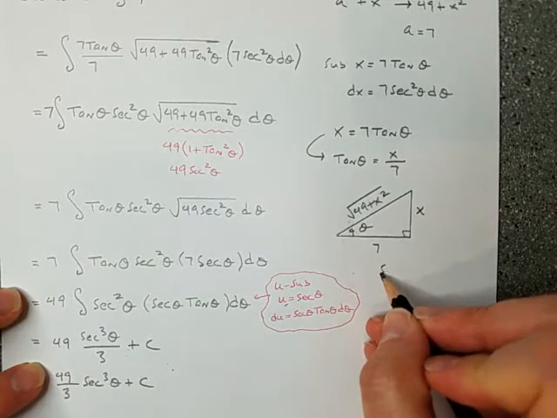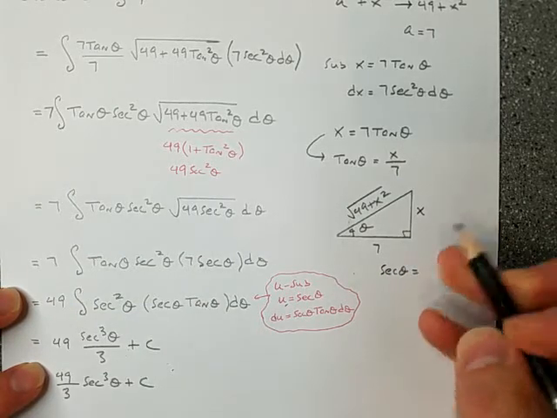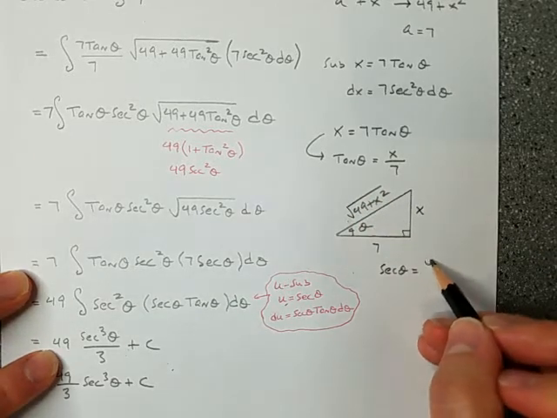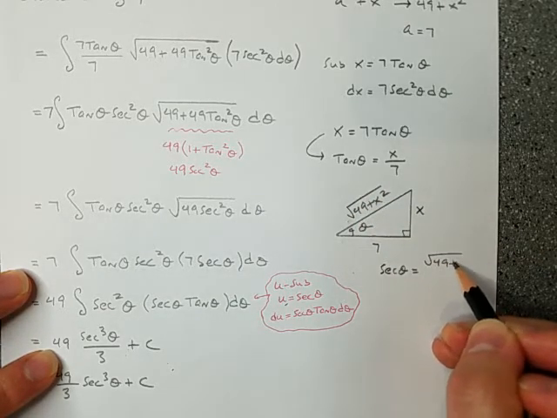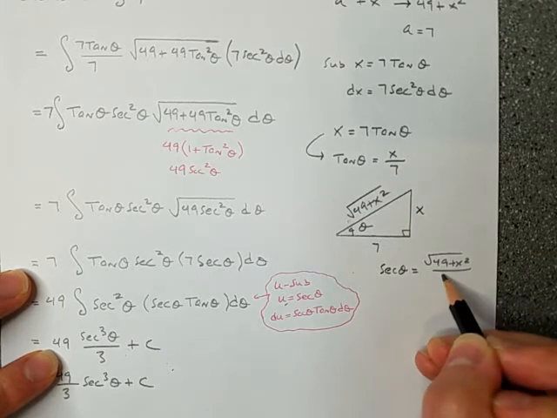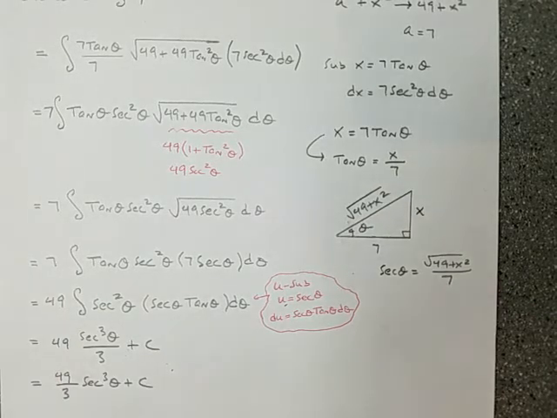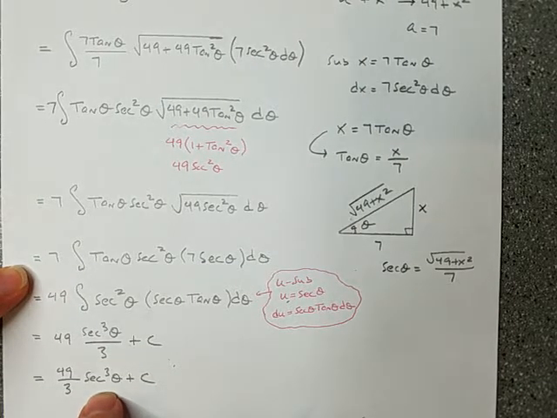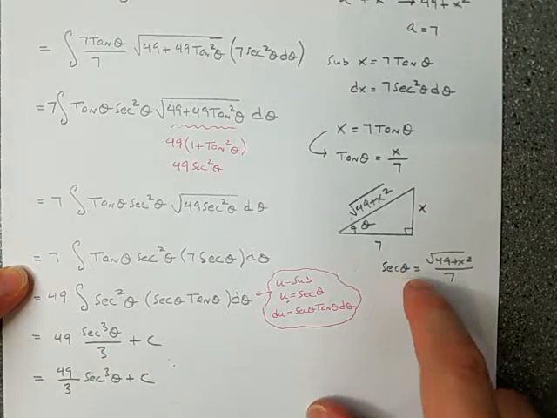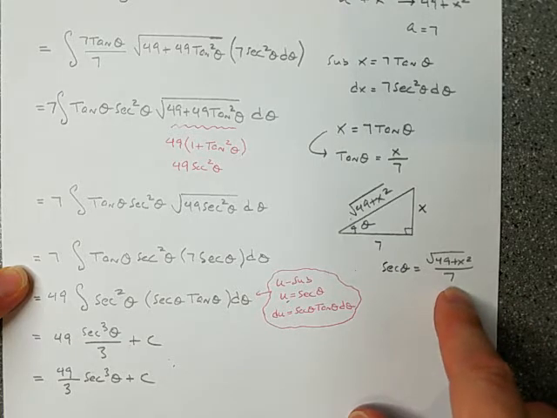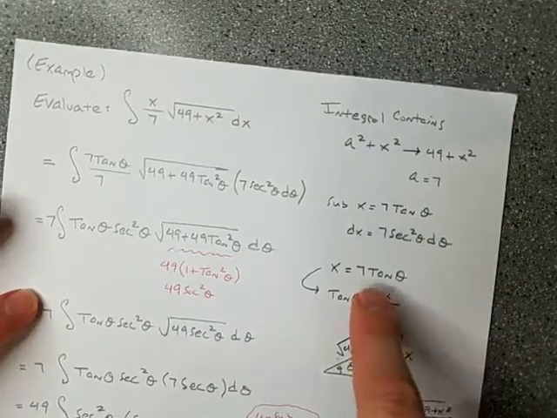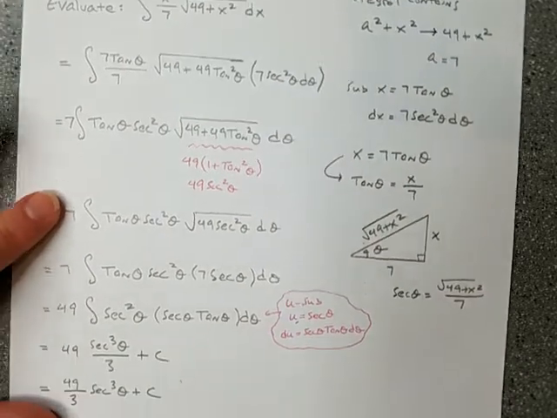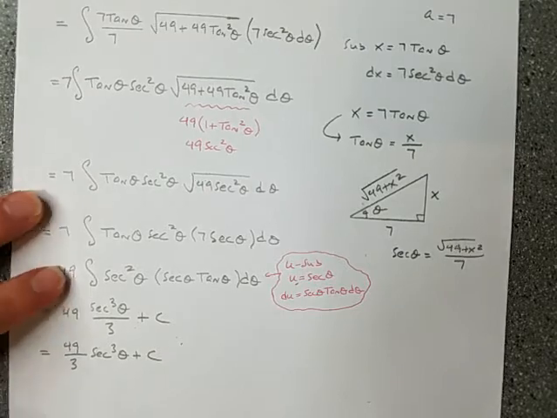Let's put a little note here that secant of theta, you see that angle right there? So I said that would be the hypotenuse, which is root 49 plus x squared over 7. Okay? Now, I want secant to the third power. I know what secant is. I put it in terms of x, all by my original link between x and theta, a triangle, and a little bit of trigonometry. All right? So here goes.